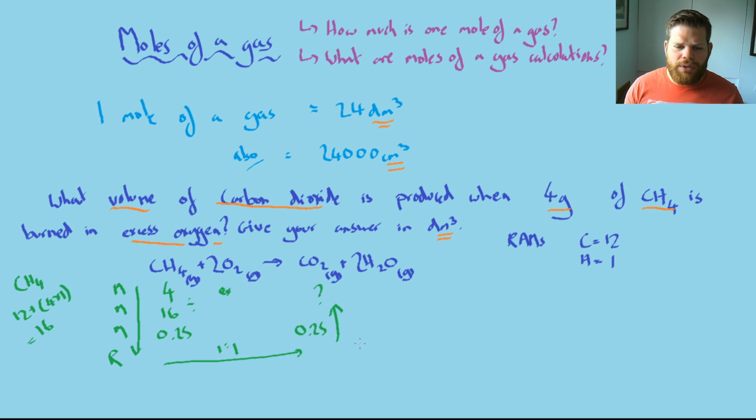Remember, this is the bit where we do it slightly differently from reacting masses, in that we take this number, because we know how many moles of carbon dioxide there is. We multiply it by 24. Why am I using 24? Well, that's because my question is asking me to give it in decimeters cubed, which means that I come up with the answer of 6 decimeters cubed.